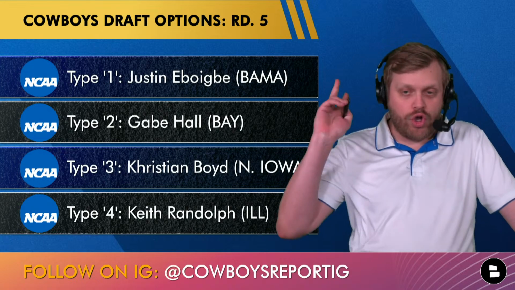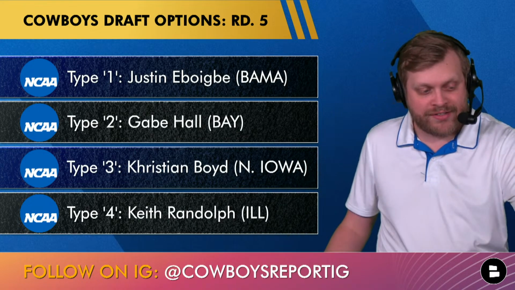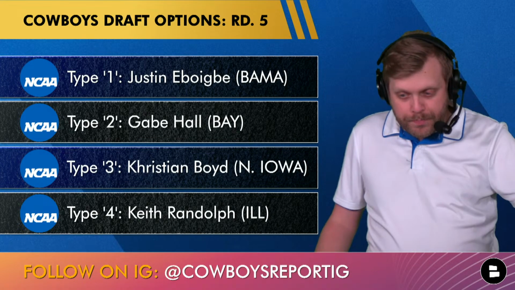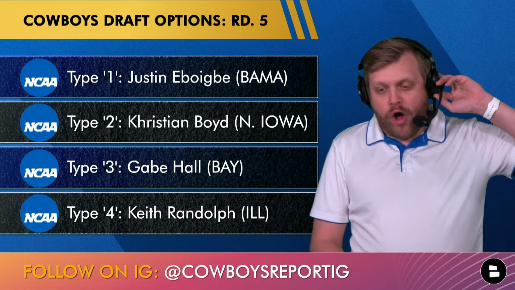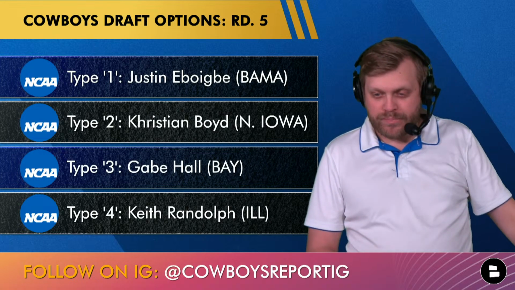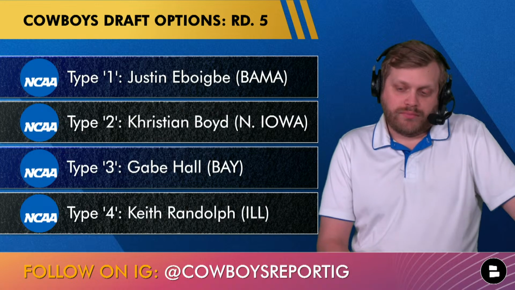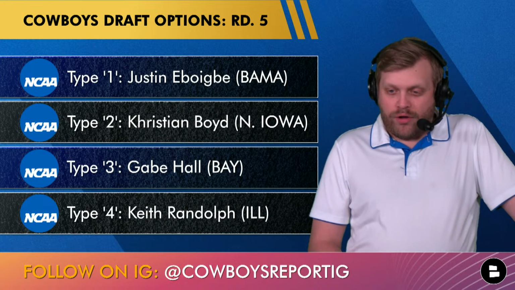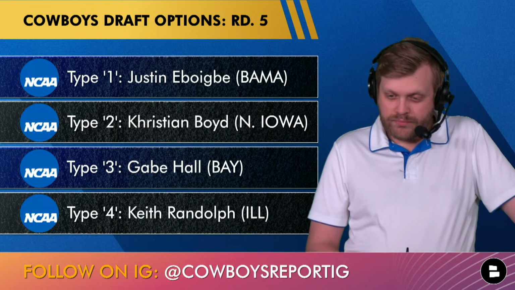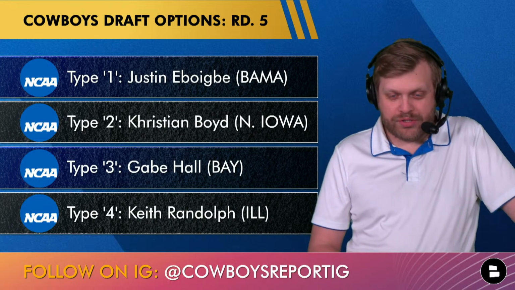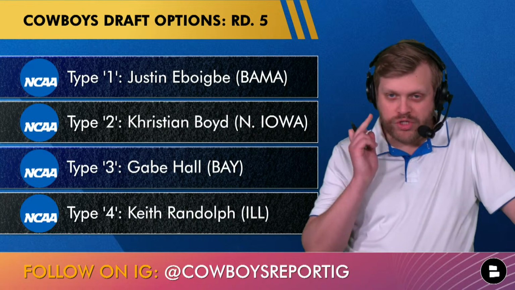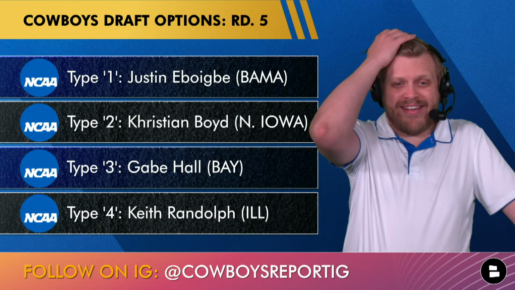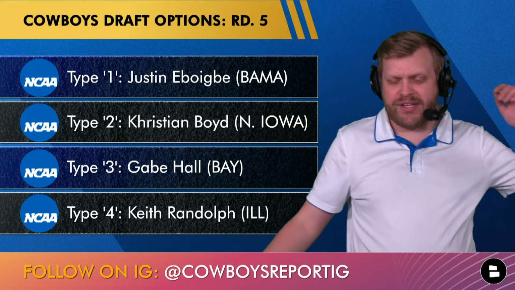We will put 2 minutes on the timer here. Remember to vote in the comments as well. I know Daniel wants Gabe Hall real bad. Madman wants Gabe Hall. Robert's going for Justin Aboijbe. Joey wants Christian Boyd. It's a fun player. Help stop your run. I think all those guys would help stop your run, by the way. Very different play styles, too.